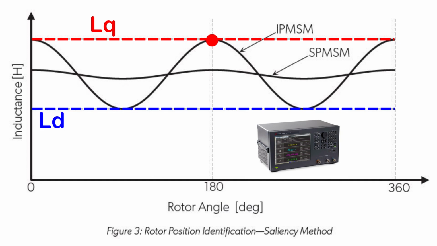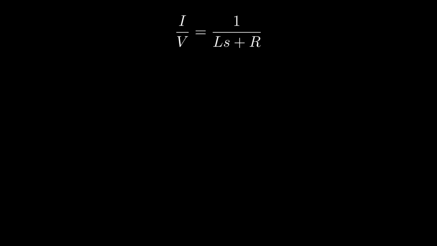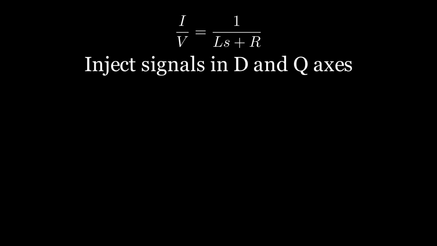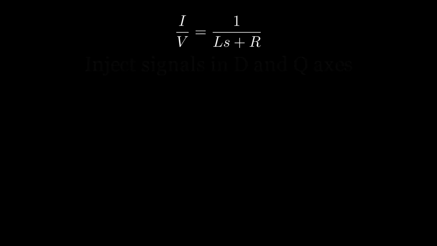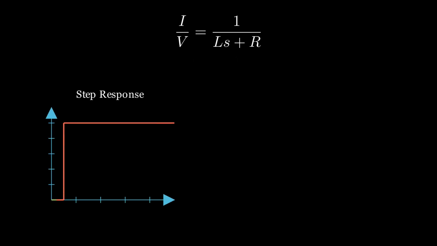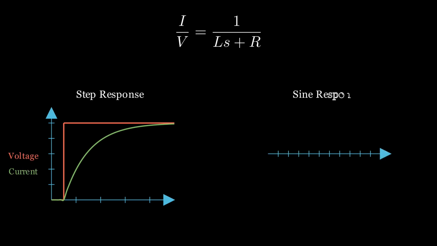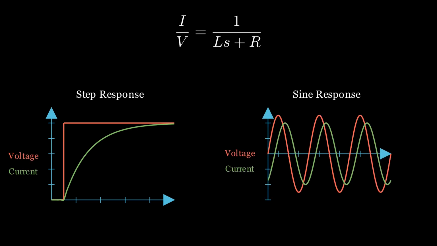If you don't have an LCR meter, or if the cogging torque is too strong, we can identify the inductances using the current response. We can use the controller itself to inject some signals in the D and Q axes to see the current response. We can, for example, inject voltage step commands and see the response, or inject the sinusoidal voltage command and see the amplitude and phase differences between the voltage and current measurements. And assuming we measure the phase resistance, we can calculate the inductances in both axes. And there are probably many other methods to identify the inductances.